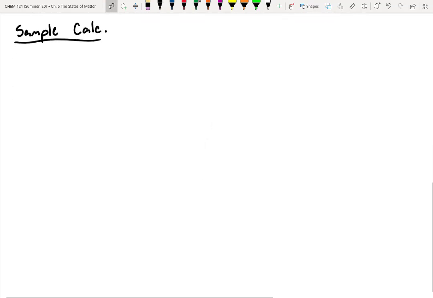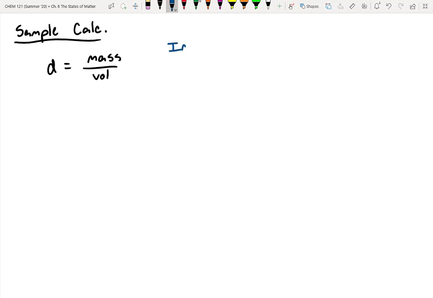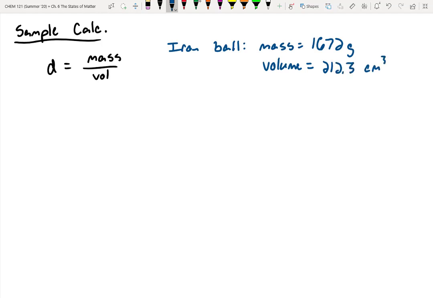Really, we're just going to be doing a lot of unit conversions when we're dealing with density. And we said that density is going to be equal to mass over volume, right? Okay, so here's the question I've got for you. We've got an iron ball, and it has a mass that is equal to 1672 grams, and it's got a volume of, let's see, 212.3 centimeters cubed. And if you remember, centimeters cubed is interchangeable with milliliters.